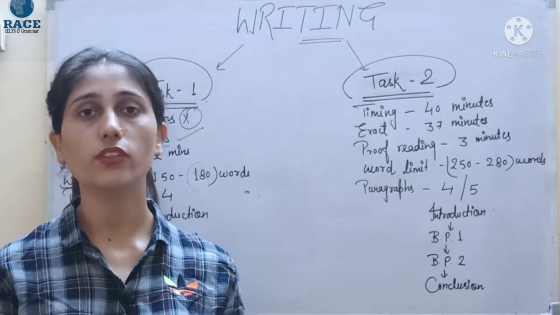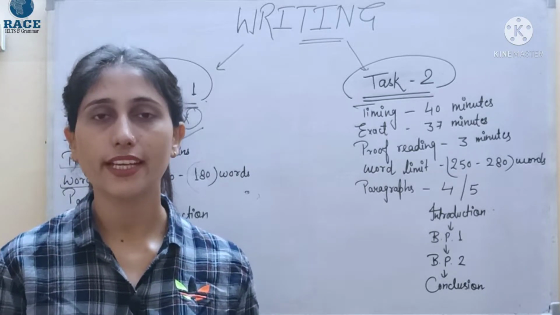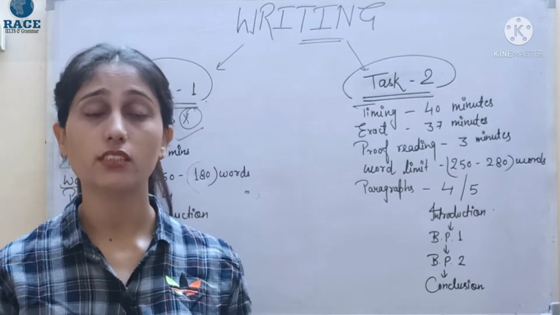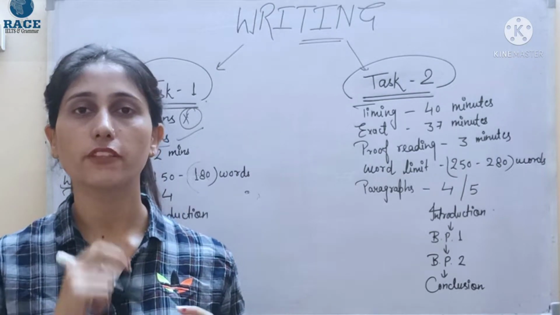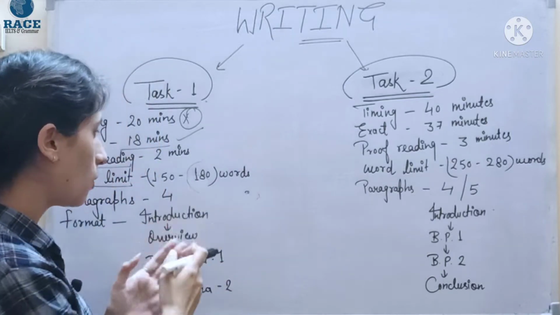And if you write extra, like 200 words, 190 or 210, then your marks will be deducted. So that is why you don't have to make this mistake. You have to count your words, but you cannot count the words one by one. You have to count the lines.